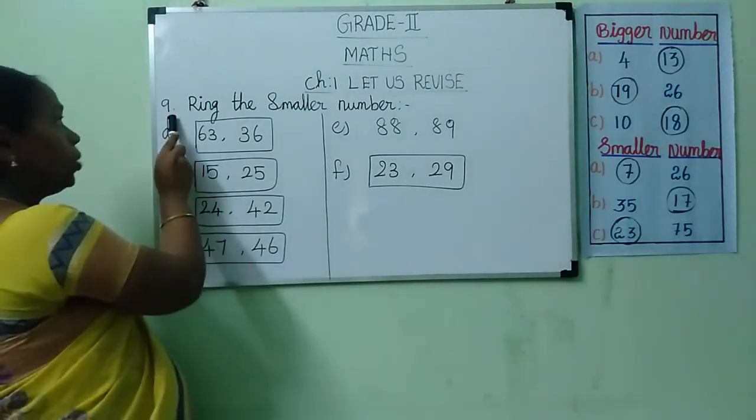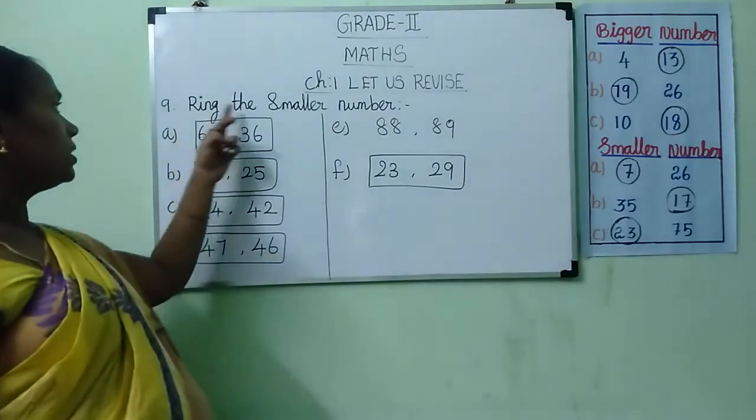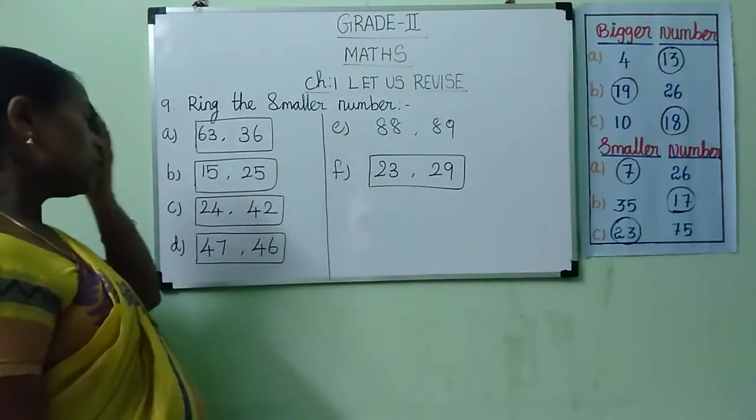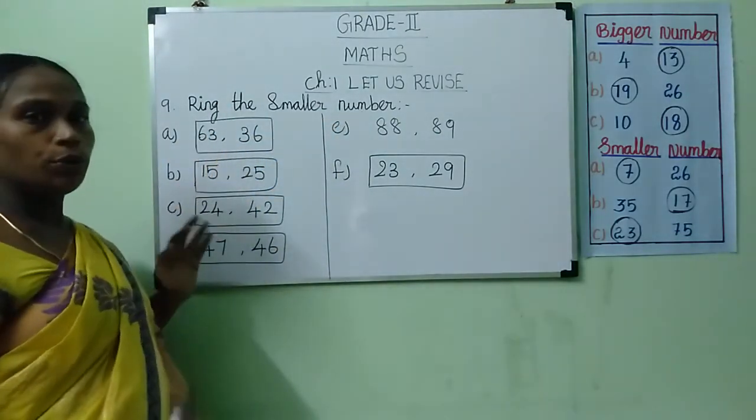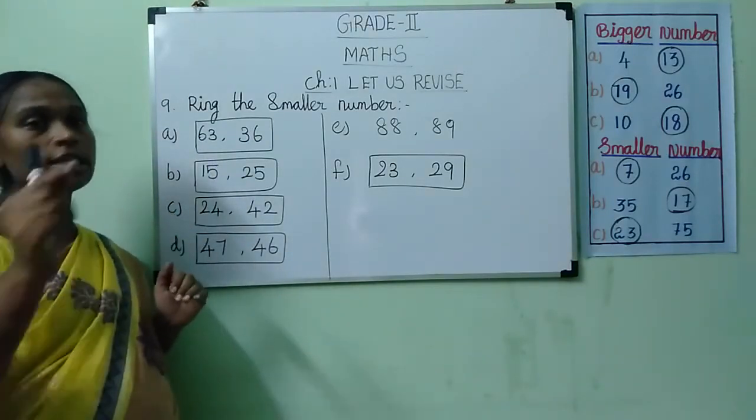The ninth one also, ring the smaller number. Next, ninth one, ring the smaller number. What is this? Ring the smaller number. Here also two numbers are given. You compare these two numbers. Which number is a smaller number? You should put the circle.